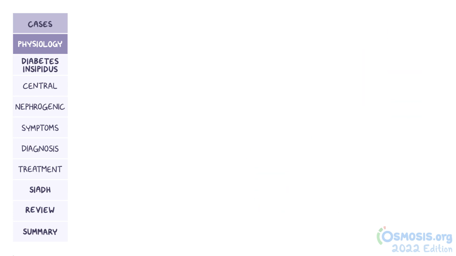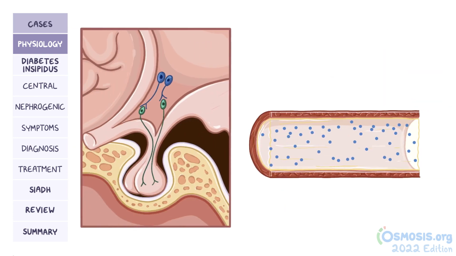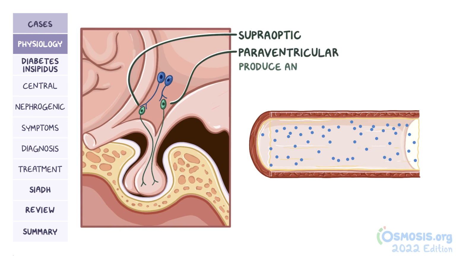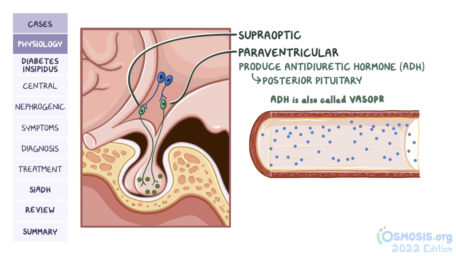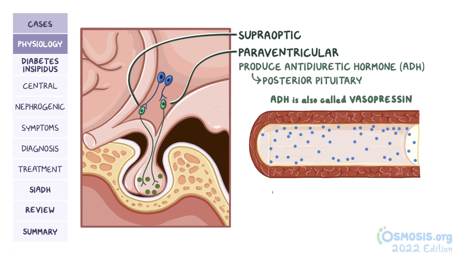In addition to osmoreceptors, the hypothalamus also contains the supraoptic and paraventricular nuclei that produce antidiuretic hormone, or ADH, which is then sent to the posterior pituitary for storage. ADH is also called vasopressin because it causes smooth muscle around the blood vessels to contract, which increases resistance and raises blood pressure.